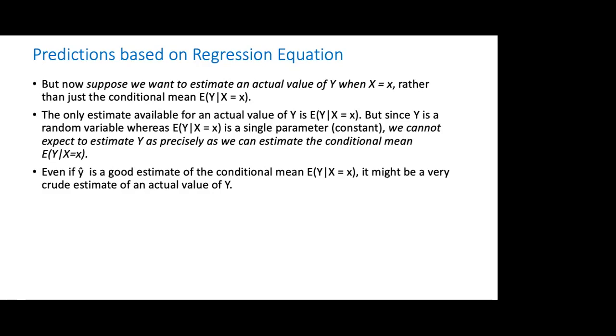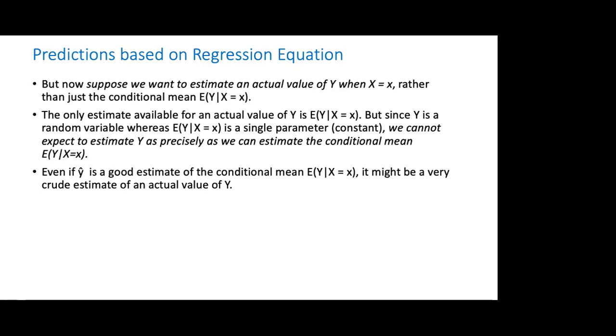And therefore, we cannot expect to estimate our actual sales numbers as precisely as we can estimate our conditional mean, right? So that means our y hat prediction is always more precise, naturally, than the prediction of the actual outcome variable, the actual sales number. And even though our y hat is a good estimate of the conditional mean, it might be a very crude estimate of an actual value of the outcome, right?